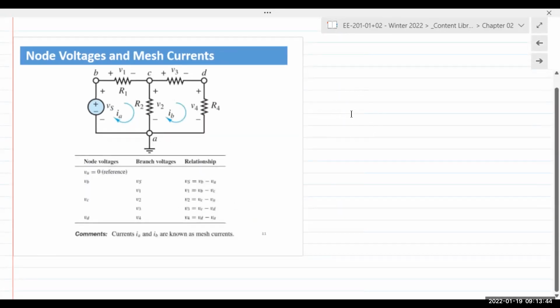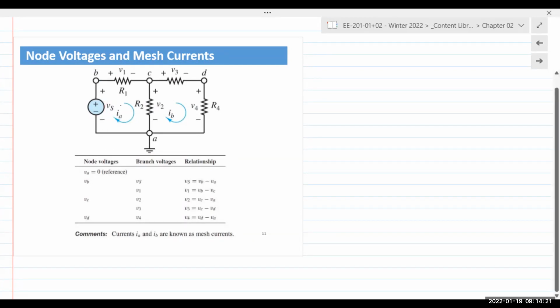These are the concepts that I wanted to talk about. For node voltage analysis and mesh current analysis, we'll talk about a few concepts relating to voltages and currents. In this illustration, we have a voltage source. Is the slide visible to everyone? Yes. Okay. So we have 4 resistors and a voltage source Vs.